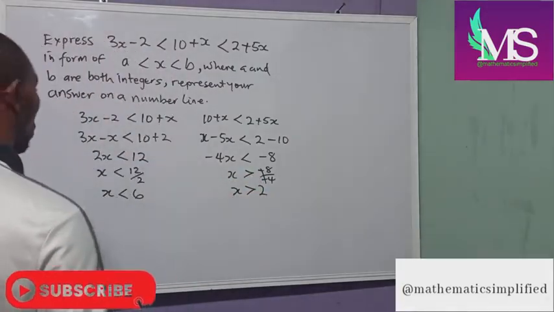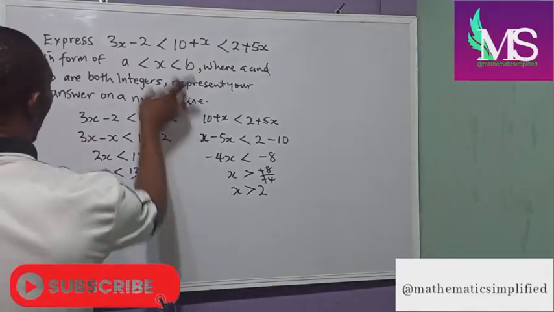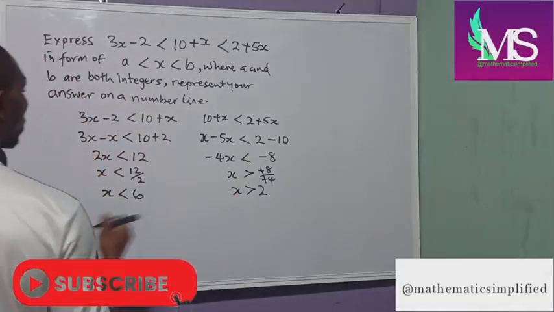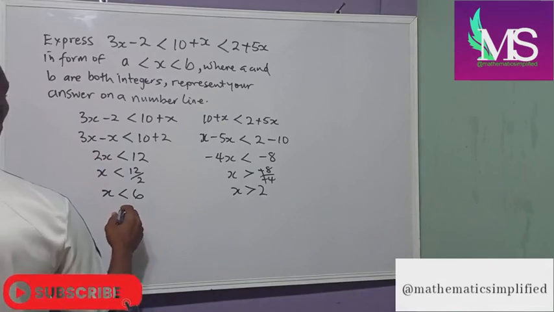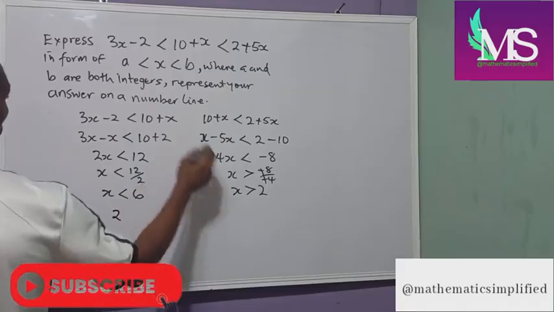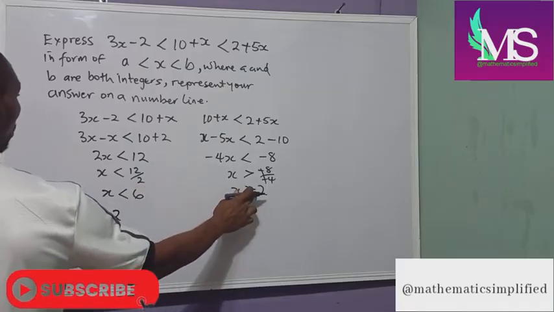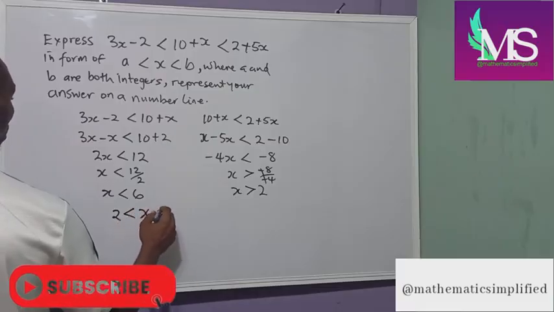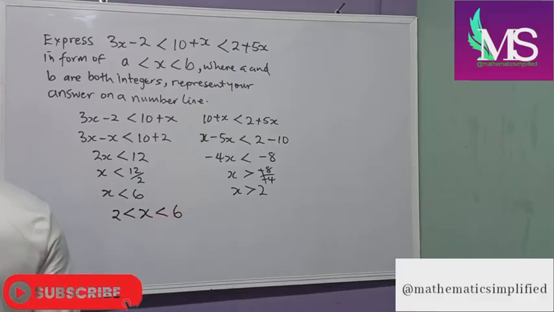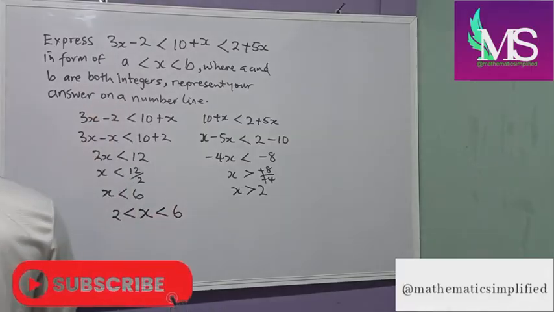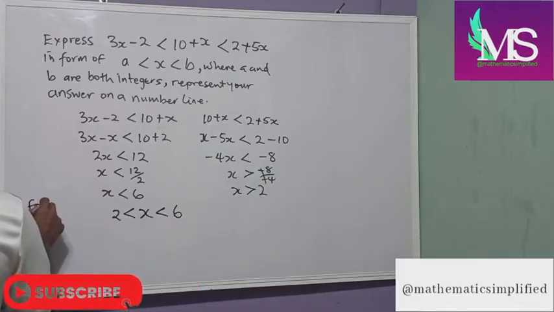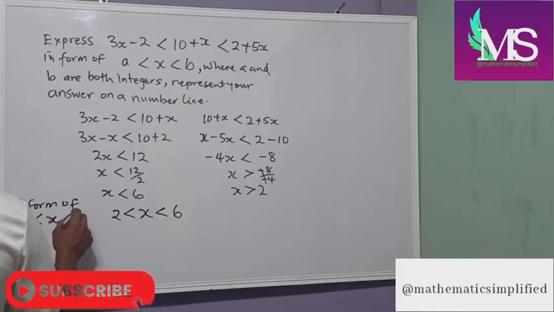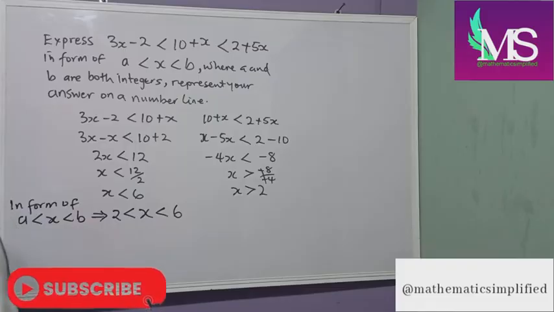Alright, now the next one is to represent this in this form. Since 2 is lower than 6, let's do it this way. This becomes 2. Look at where the arrowhead is pointing towards 2. So we are turning it back, x and 6. So we've represented it in the form of a less than x less than b will give us this.